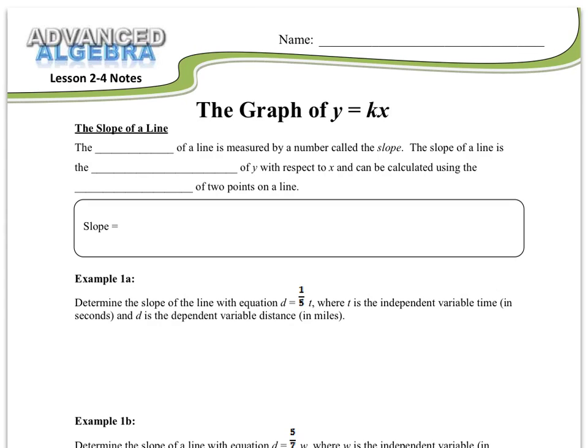This is lesson 2.4 and it's on the graph of y equals k times x. So now we're back to talking about direct variation and the slope of a line. So the steepness of a line is measured by a number called the slope. The slope of the line is the rate of change of y with respect to x and can be calculated using the coordinates of 2 points on a line.